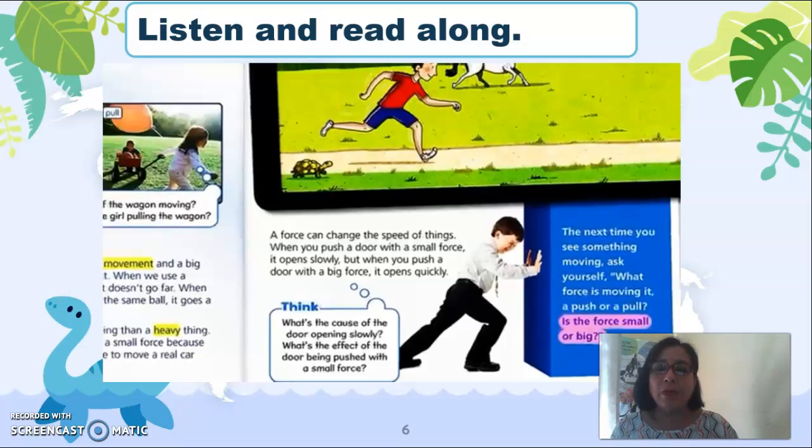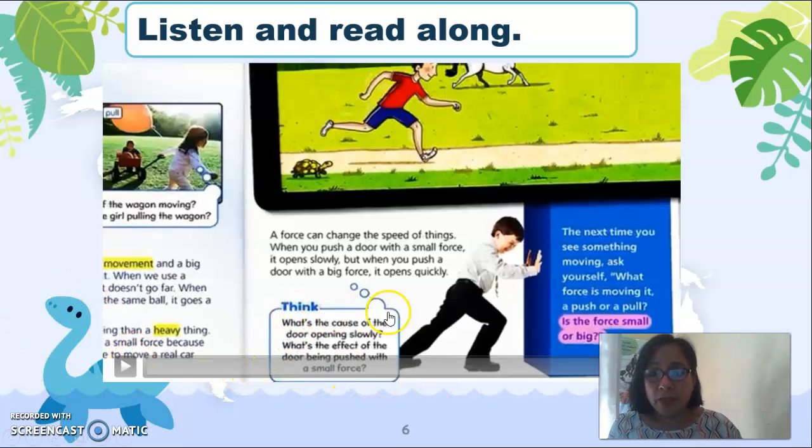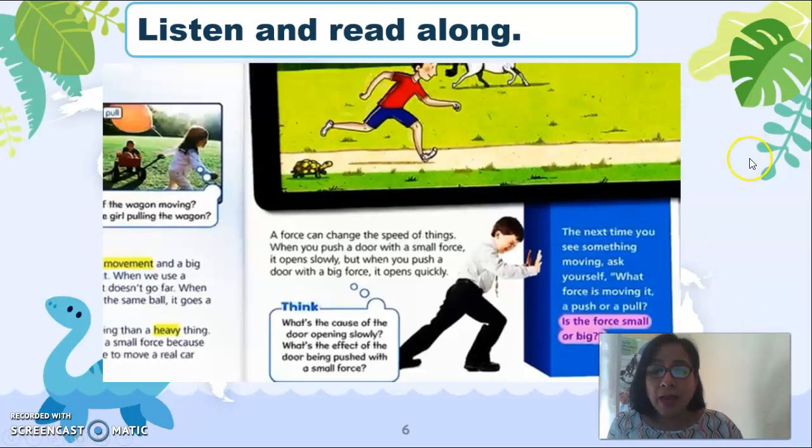Okay, now that you have already listened to the text and you have read it, think about this. Right here, there is a think question. It says, what is the cause of the door opening slowly? And what is the effect of the door being pushed with a small force? Think about these questions and try to understand what it means, okay? Now, let's pass to the next page.